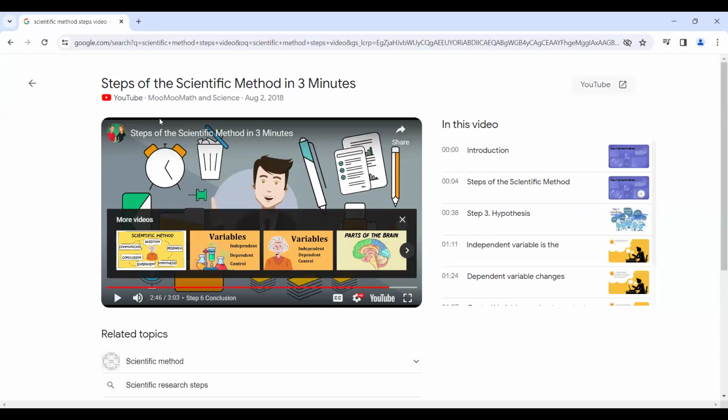Research. What is it? Research or resourcing. I will explain them further, right? Third one? Forming a hypothesis. Forming a hypothesis, an educated guess. Fourth one? Designing an experiment. Designing and conducting an experiment.